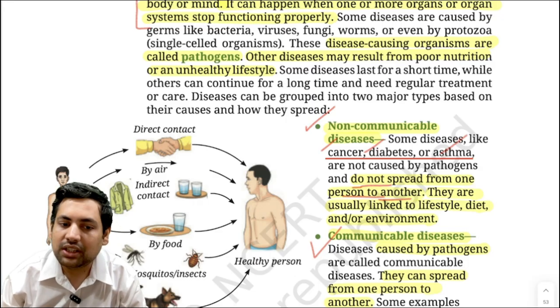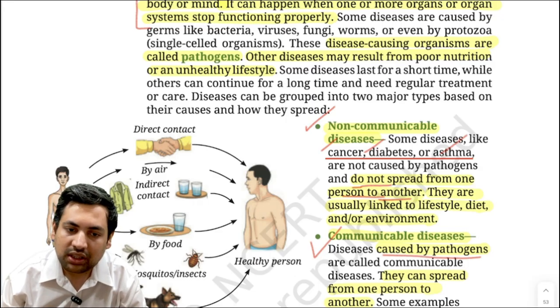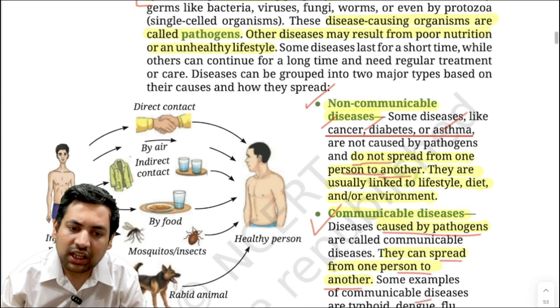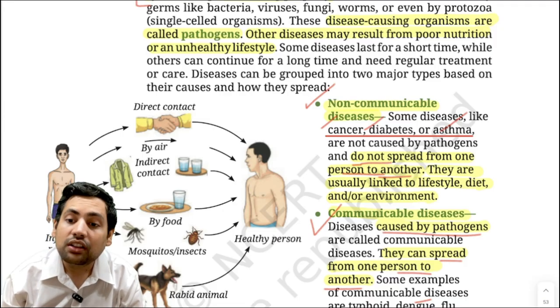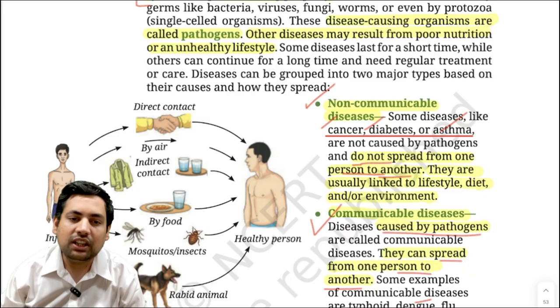Now, communicable disease is something that is caused by pathogens and thus can be spread from one person to another. Examples of this are dengue, chickenpox, COVID-19, typhoid, flu. All these are caused by different kinds of pathogens. We'll read about them now.